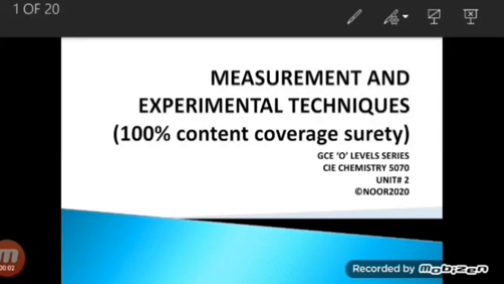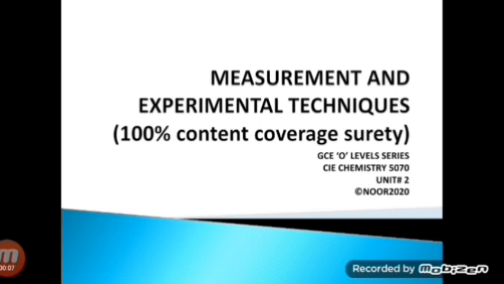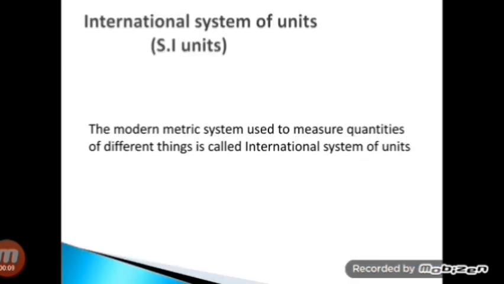Welcome to Conceptual Chemistry Lectures, Unit number 2, which is Measurement and Experimental Techniques. This topic will cover experimental techniques and common laboratory operators. Why is it so significant to learn about commonly used laboratory operators and experimental techniques?